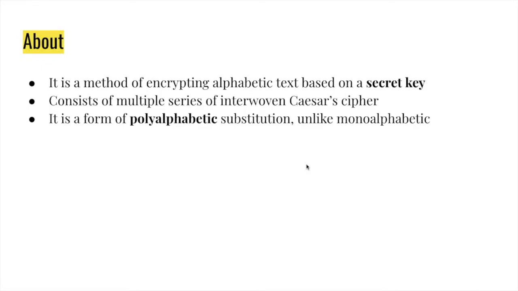Talking about how this method works, it basically encrypts plain alphabetical text using a secret key and generates an encrypted alphabetical message. This secret key is also made of alphabets. One can imagine this to be an interwoven series of multiple Caesar ciphers. Also, this method employs a form of polyalphabetic substitution, which means that a single alphabet can be mapped to different letters depending upon its position in the plain text.